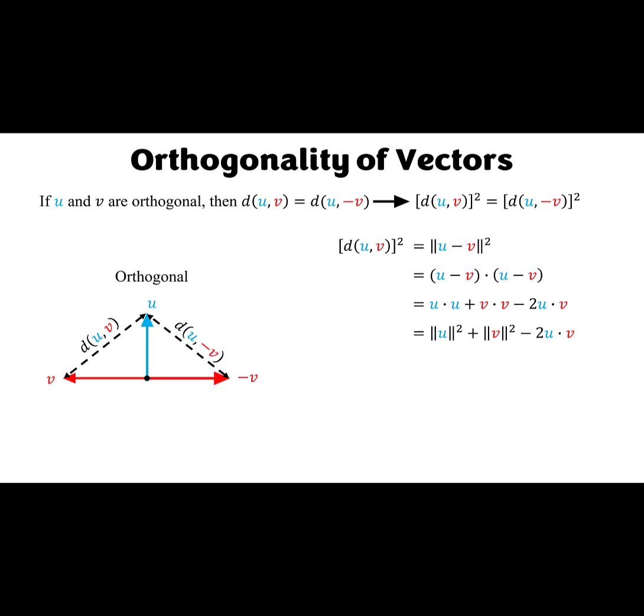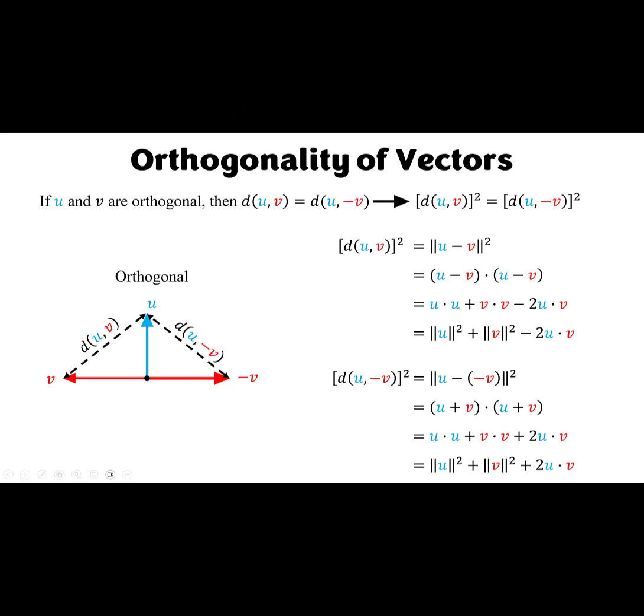We can do the exact same thing for finding the distance between u and negative v squared. Right? Write that as the length of u minus negative v squared. Rewrite what the length of that means being squared, so the dot product of the thing with itself. You don't have to do the square root because it's being squared. Distribute those dot products, and we get a very similar result. The length of u squared plus the length of v squared plus 2 times u dot v.